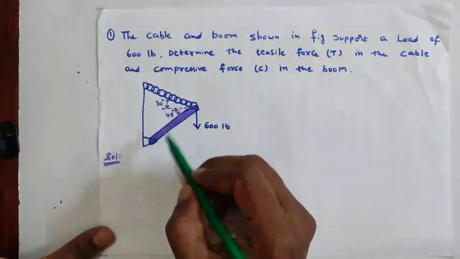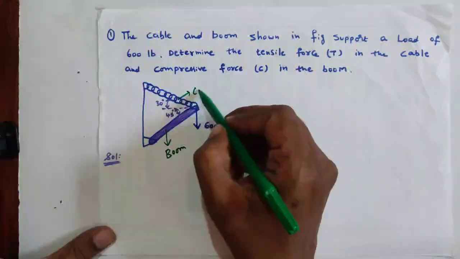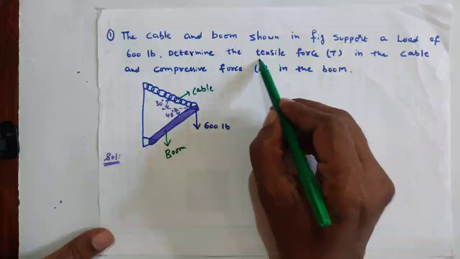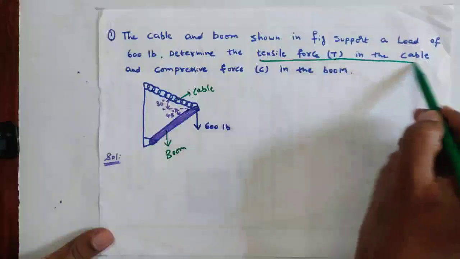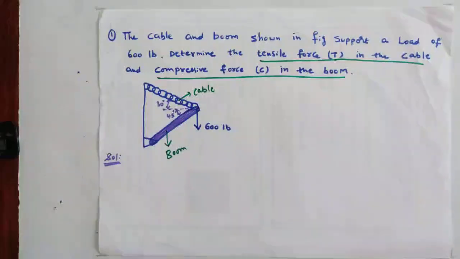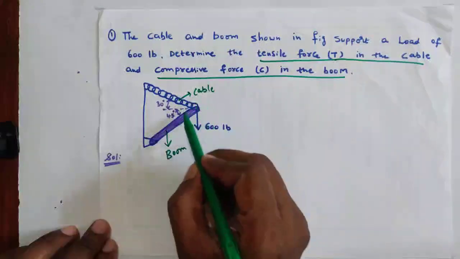Here this is the boom and this is the cable or chain. In this question they are asking us to find the tensile force T in the cable and the compressive force C in the boom. For any engineering mechanics problem, we need to first draw the free body diagram. After drawing the free body diagram, we will get to know what we need to find. All the forces are acting in this region.